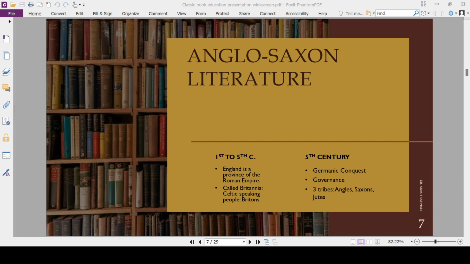Now, when we talk about the Anglo-Saxon period, well, it's one of the earliest periods in the history of English literature. Now, when we are talking about it, we have to talk about like the first century until the fifth century when the Germanic populations actually invaded Britain. So, as you can see here, from the first century to the fifth century, England was a province of the Roman Empire, and it was called Britannia because of the people who were living there.